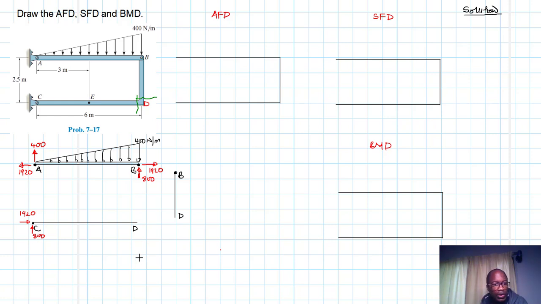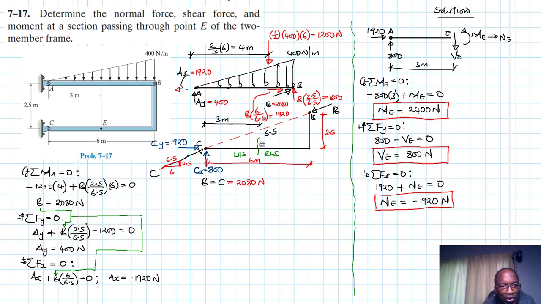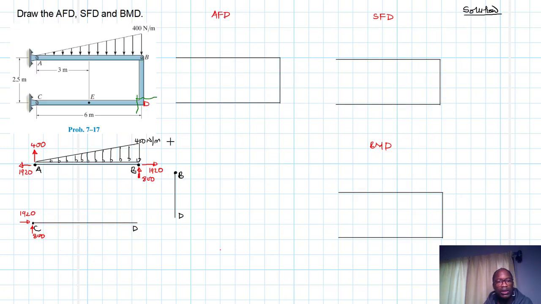So this information is fine. This is what we've done: 1920 and 800, then 1920 and 800, then 1920 and 400. Great. So this is fine.